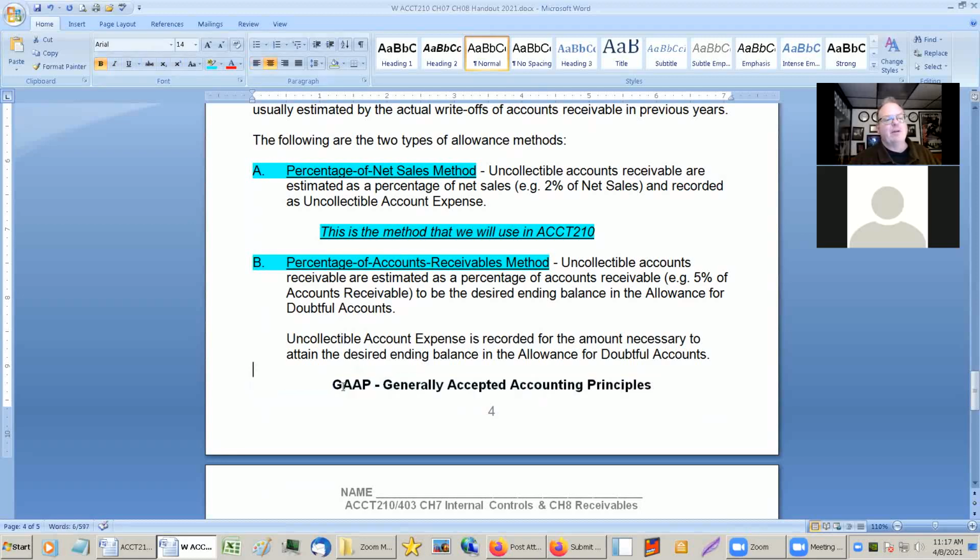You'll hear something called GAAP a lot, and GAAP stands for Generally Accepted Accounting Principles, and these are just the rules. So when you hear someone talk about GAAP, what they're talking about is the Generally Accepted Accounting Principles. So these are just the rules.